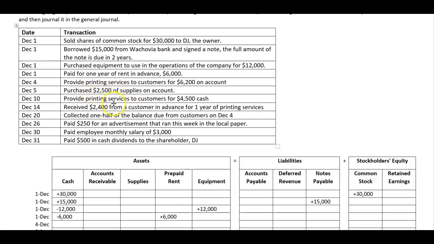We really don't know what DJ does, but in this case, they're providing printing services, so they're doing some type of printing. They're creating banners or posters or just general booklets or copies of things to our customers for $6,200 on account. Now, first and foremost, anytime we're a company and we provide our service, we are recognizing revenue.